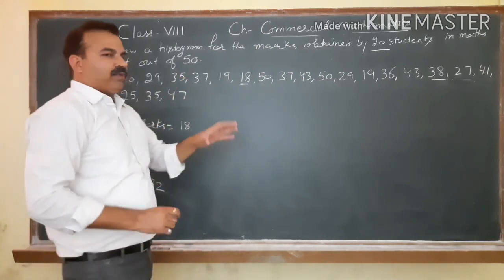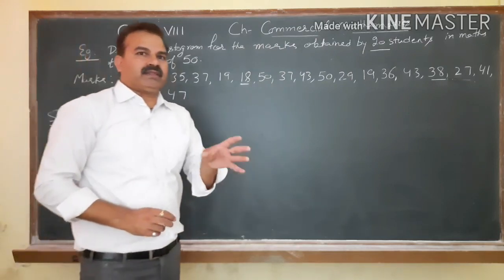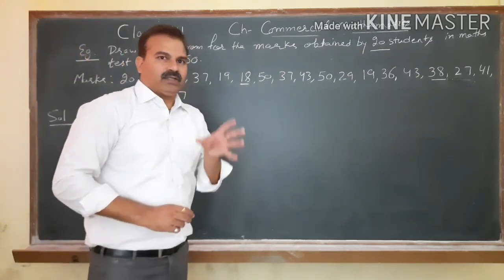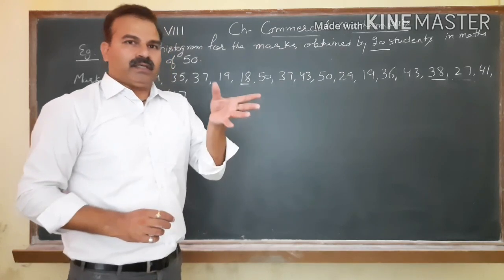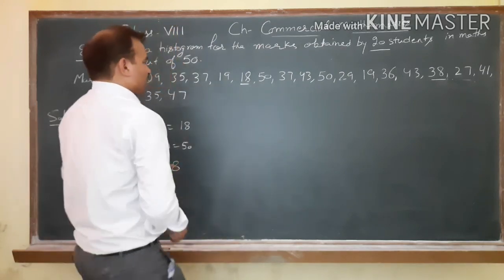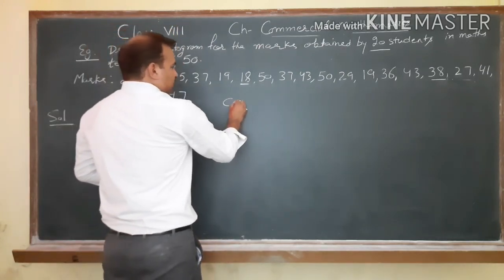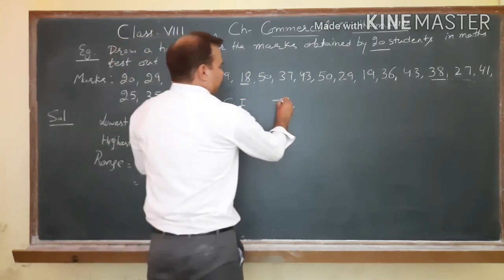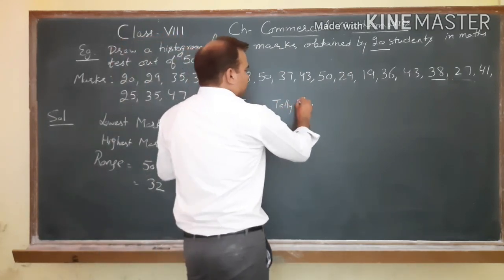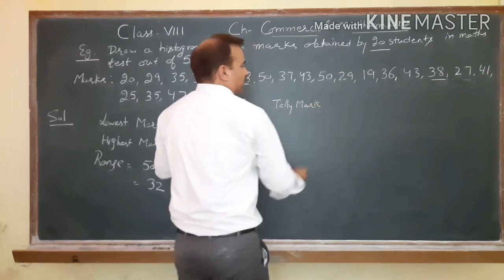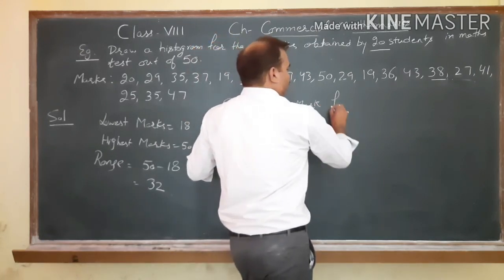To draw a histogram, first of all we have to make the table of tally marks, so that our histogram will be easy for us to draw. So first is the class interval, second column is of the tally marks, and third column is of the frequency.